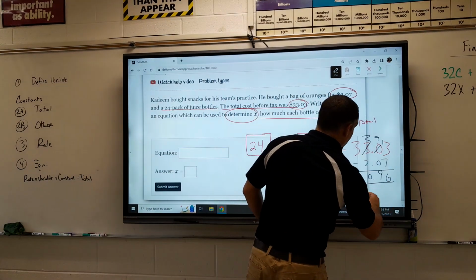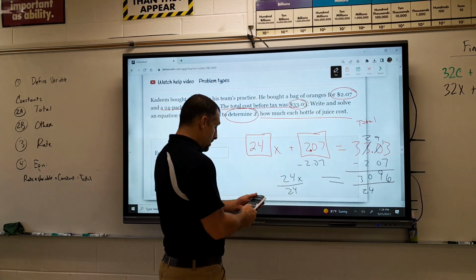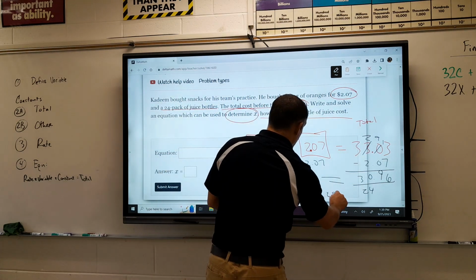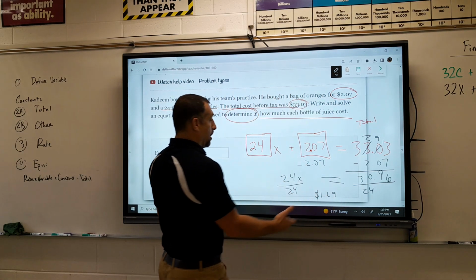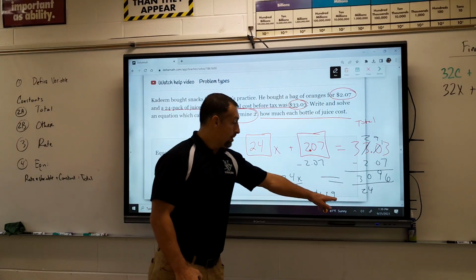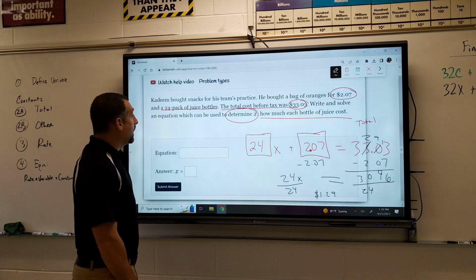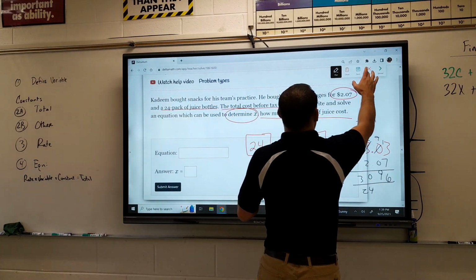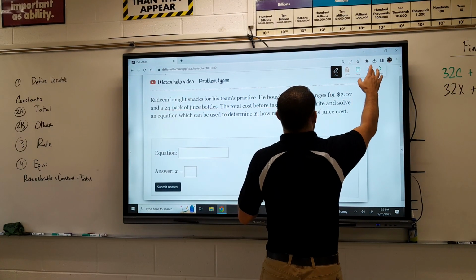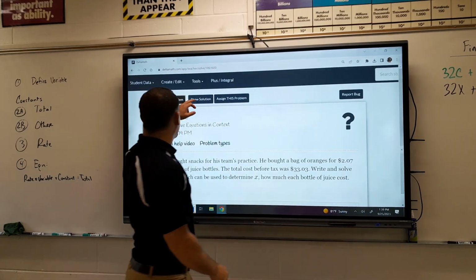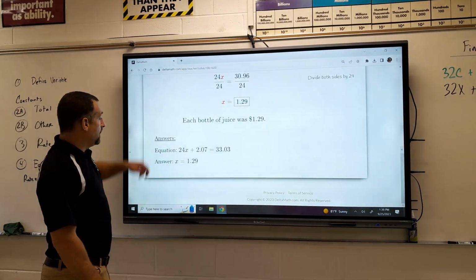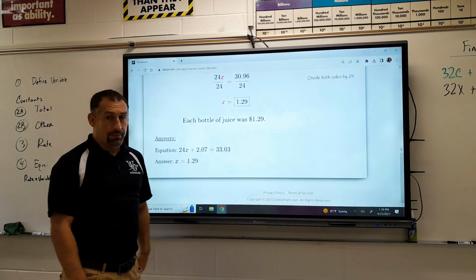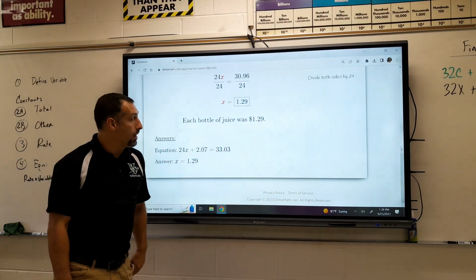You divide by 24, it'll give you the price per bottle, which I got 1.29. And you don't have to round that off because $1.29, that's the nearest penny. So you're clear on that. All right, so we got $1.29, and that was the equation. Let's see if they did the same thing or if I have to eliminate this video and start fresh. Let's see, the equation was 24x plus 2.07, $1.29. Yep, this is the match for the blanks that they wanted.